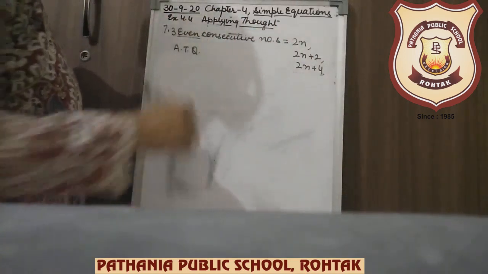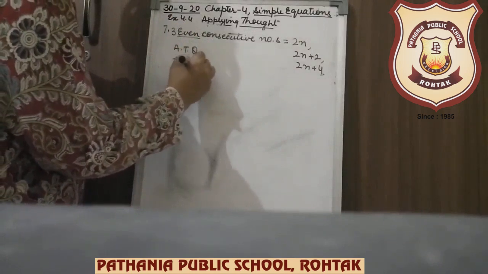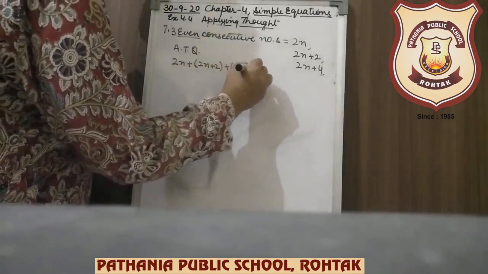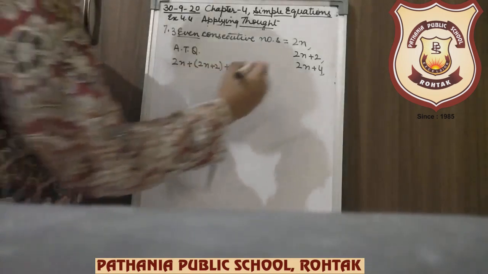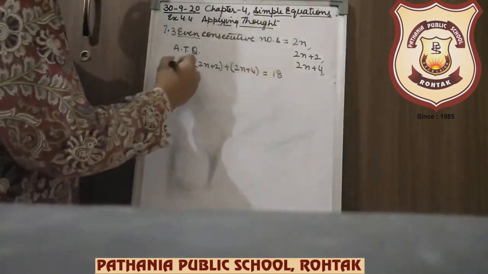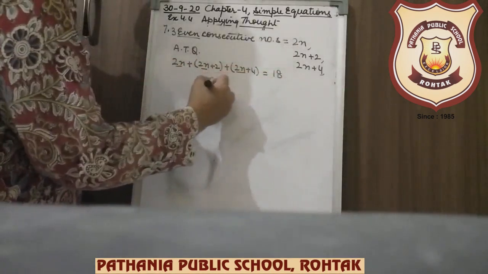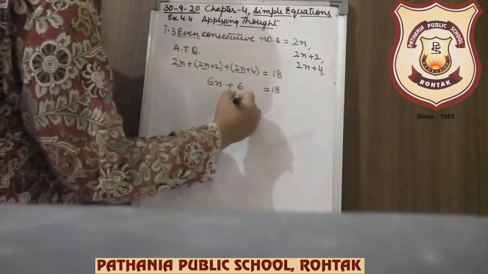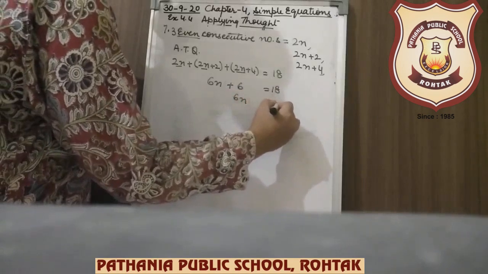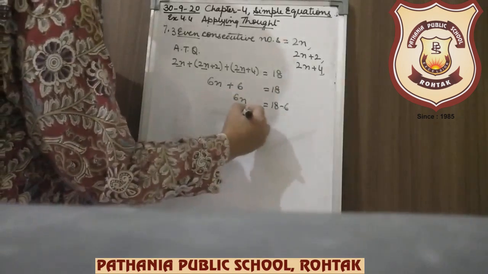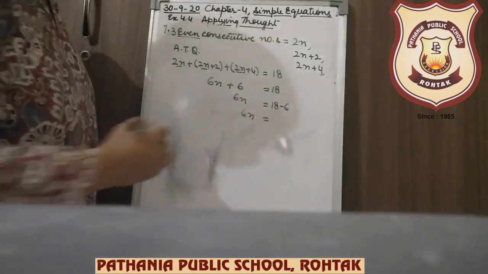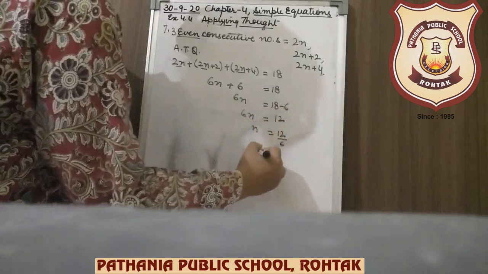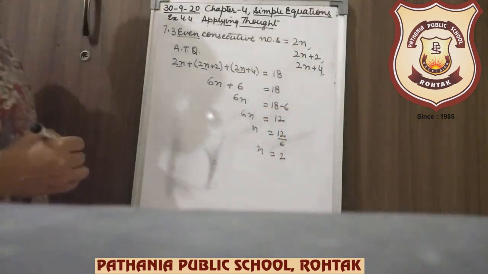the sum means 2n plus 2n plus 2, plus 2n plus 4 is equal to 18. So 2n, 2n, 2n, 6n, and 2 plus 4, 6 is equal to 18. 6n is equal to 18 minus 6. 6n is equal to 12. n is equal to 12 upon 6. n is equal to 2.